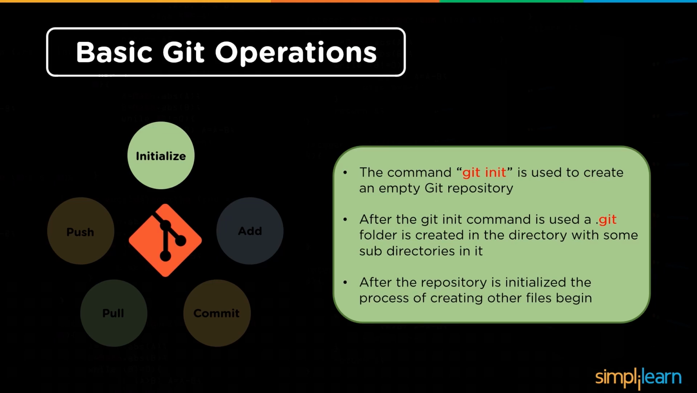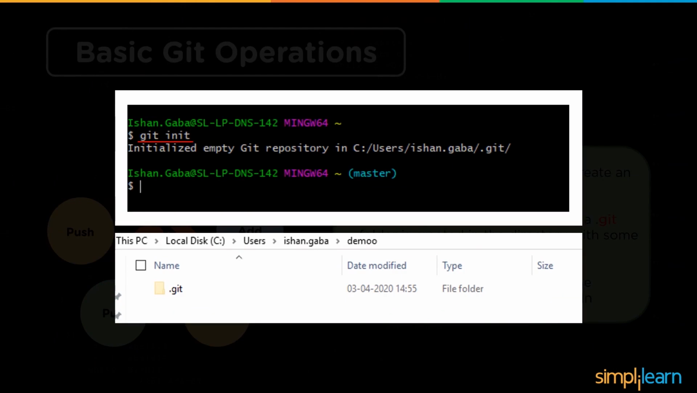Right, once the repository is initialized, you can go ahead and add some files, some folders, or whatever you want to in that repository. In this diagram you can see that when you run the git init command, the .git directory is created, and that's the only folder structure created.